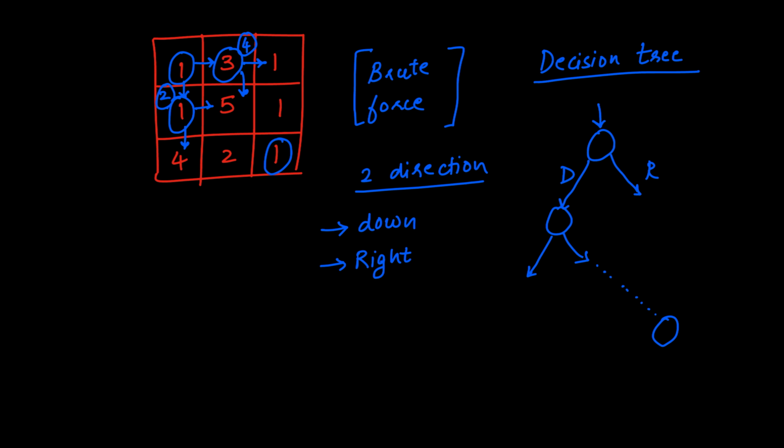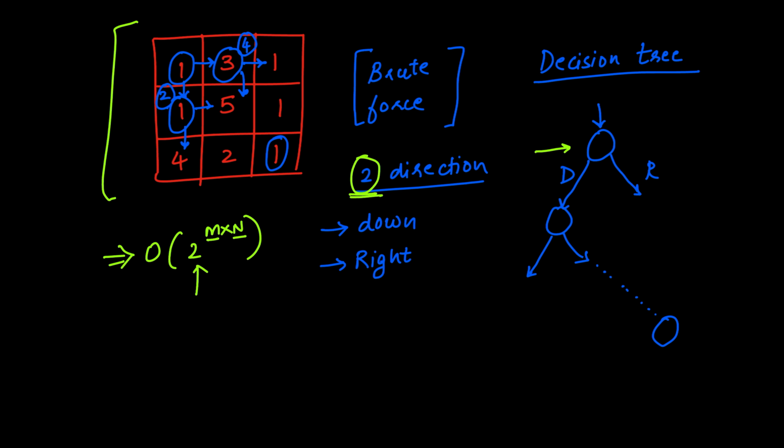maintaining the path sum. As we have to make two decisions for each of the cells, the overall time complexity of this solution is going to be O of 2 raised to power m times n, where m and n are the total number of rows and columns in the given grid. As the overall time complexity of this solution is very high, let's think about some optimization that we can do.